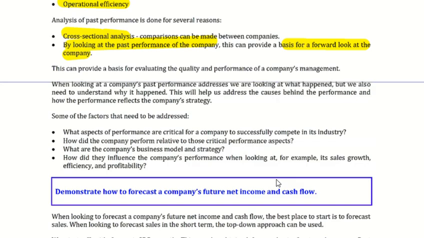Some factors that we need to look at, guys. What aspects of performance are critical for a company to succeed? How did the company perform relative to those critical aspects? What are the company's business model and strategy? And how do they influence the performance of the company? We look at sales growth, efficiency, profitability, etc.